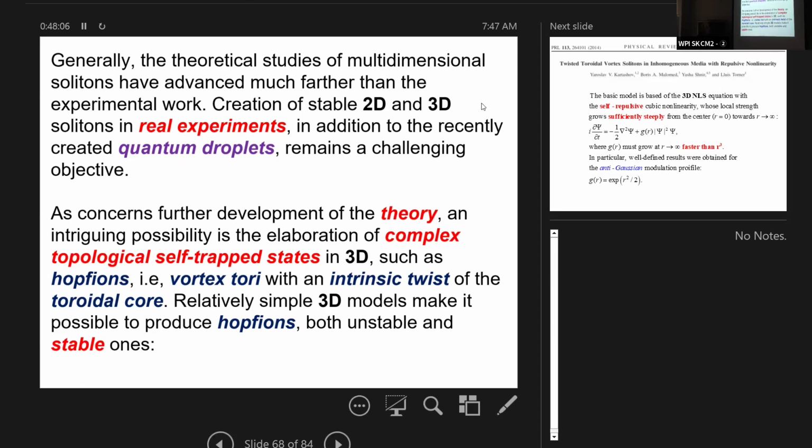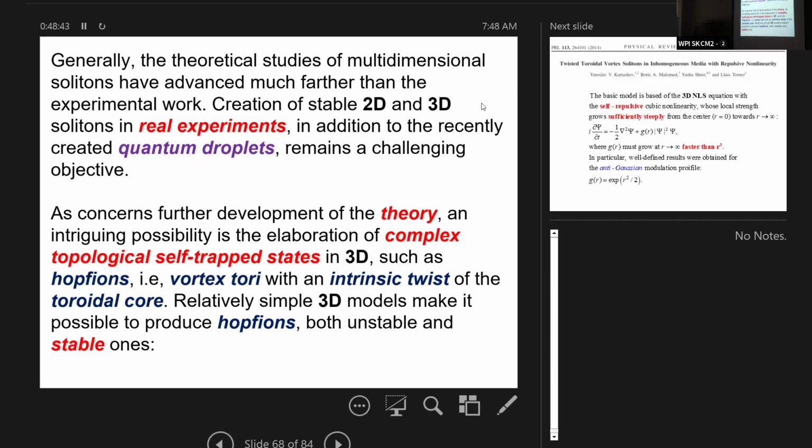Now, as concerns the development of the experiment, obviously it will be very relevant to demonstrate experimentally such theoretically predicted stable solitons, especially vortex solitons in other cases. Thus far, as far as I know, no one has even tried to create a stable quantum droplet with embedded vorticity. So I asked the experimentalists, they said, for some reasons, it seems quite difficult for them. Okay, so as a matter of fact, they didn't try.